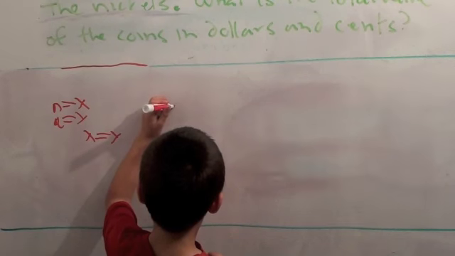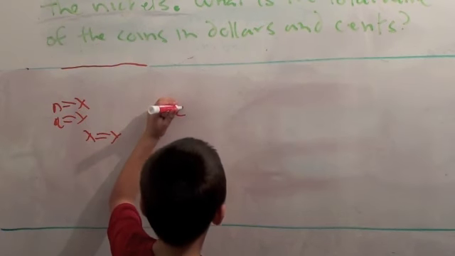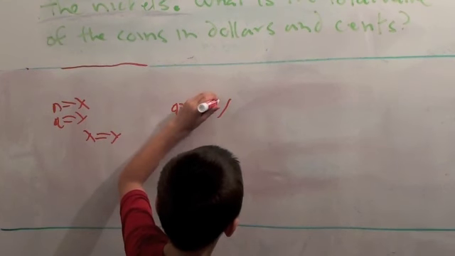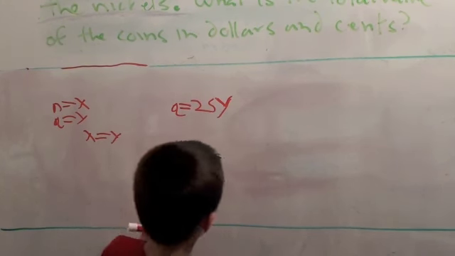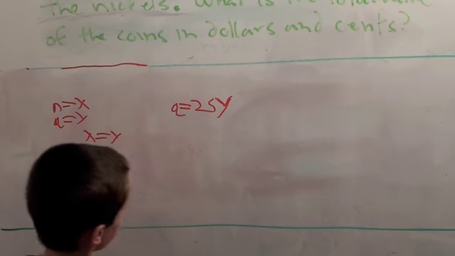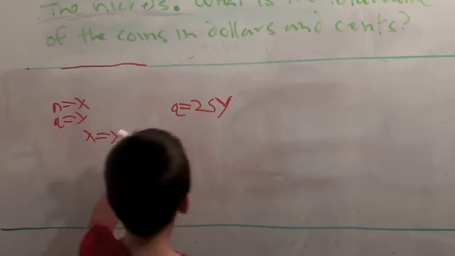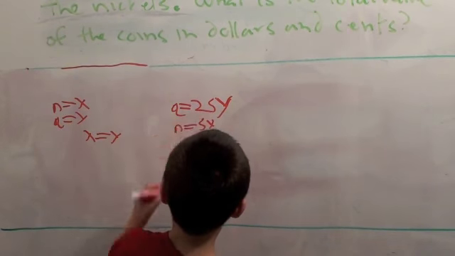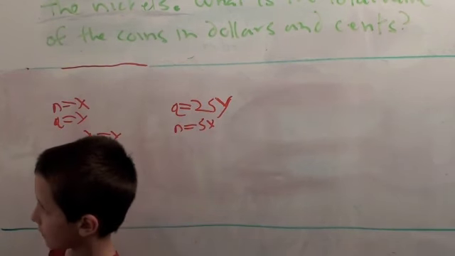You can write quarters equals 25y. Okay. Quarters equals 25y. What is the value of the nickels? Nickels 5x. Okay, so the nickels are 5x.